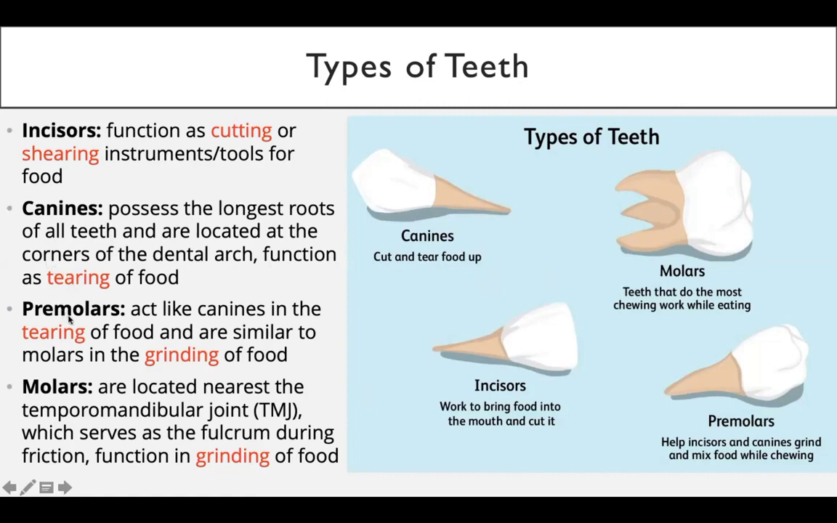And then we have premolars and molars for grinding the food. But premolars are not like molars, because they also act like canines in tearing, but they also grind like molars. Premolars are before molars and they act like canines in tearing the food and like molars in grinding the food. Where are you, premolars? Here. They help incisors and canines grind and mix food while chewing. It's also mixing the food.